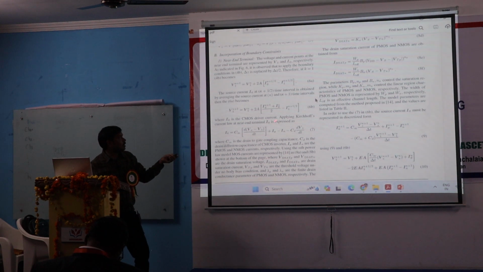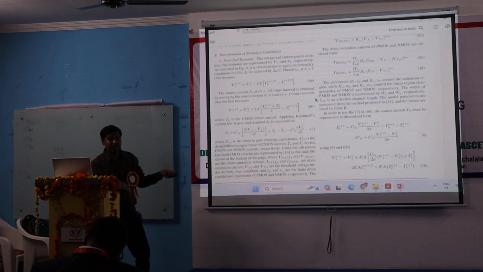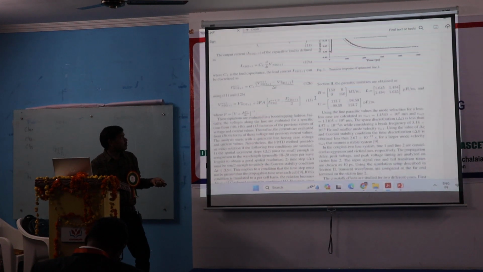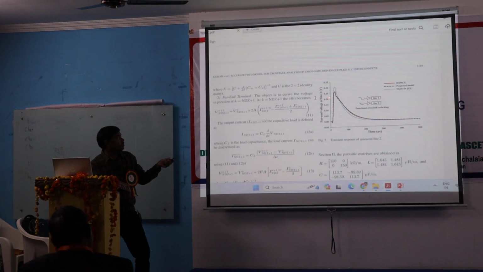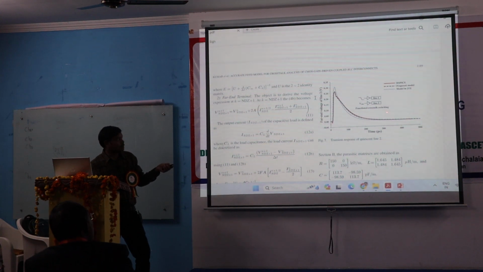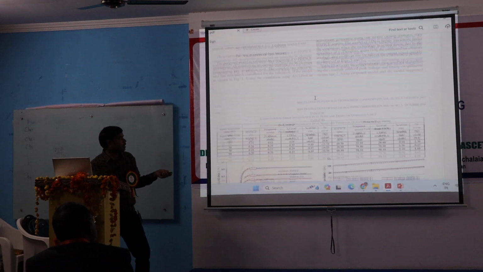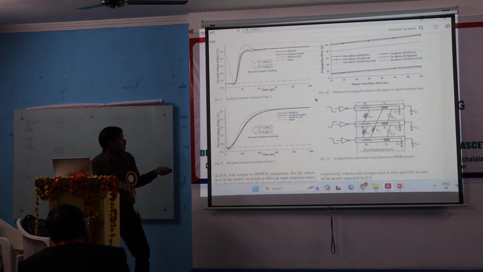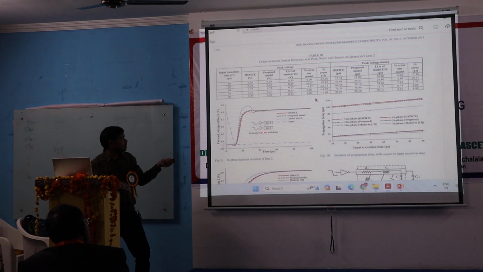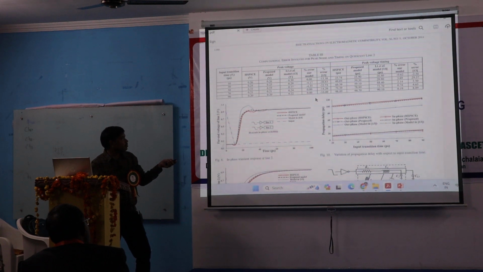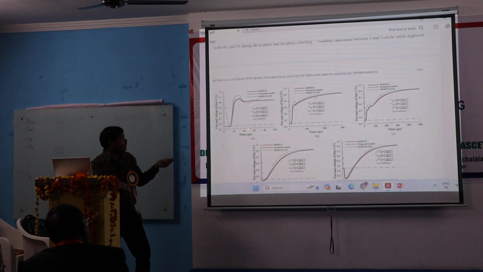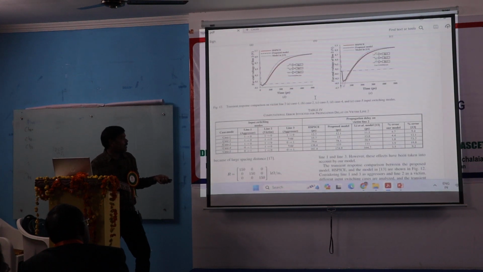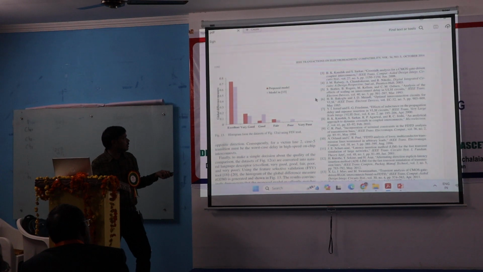I mentioned all the steps, how I derived the equations. Once I derived the equations, I explained how accurate my model is. I presented many cases and made many comparisons. Finally they were convinced and they published it.